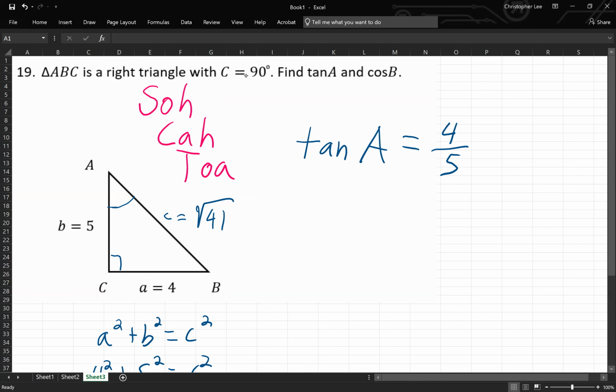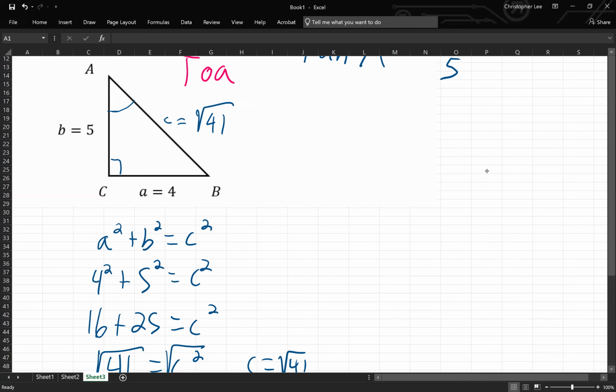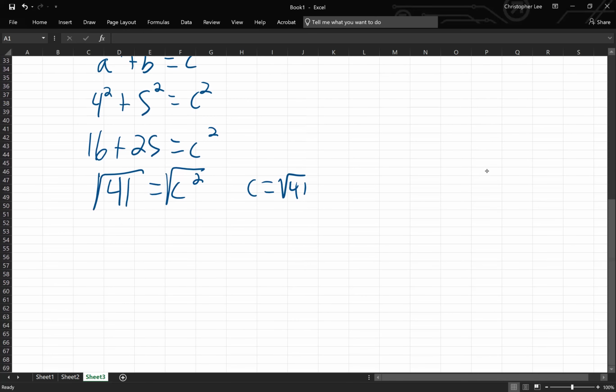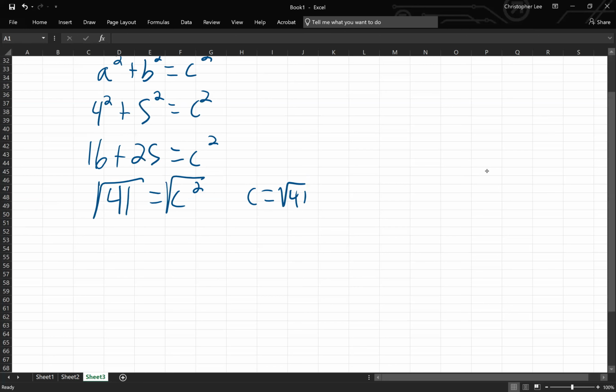So let's talk about the other ones, right? We'll come back to this. Well, that's part of it because you have to find the next thing, which is like cosine of B. But since you asked about it, Omar, right?